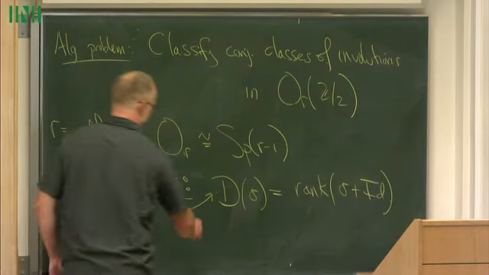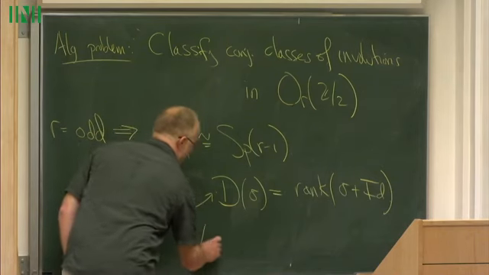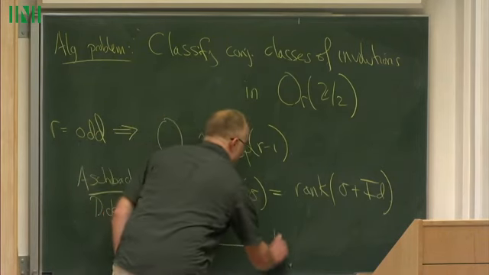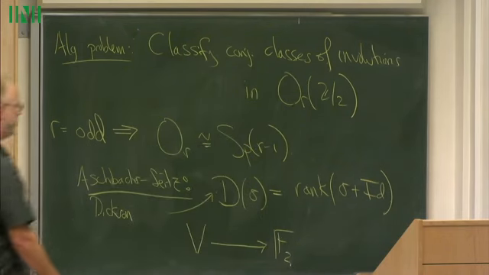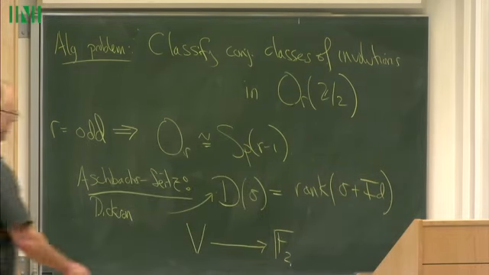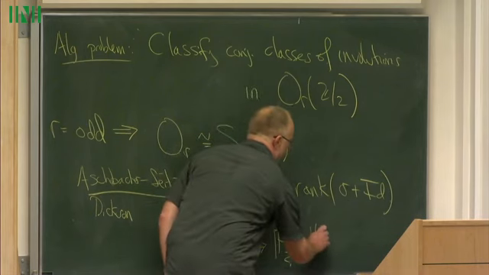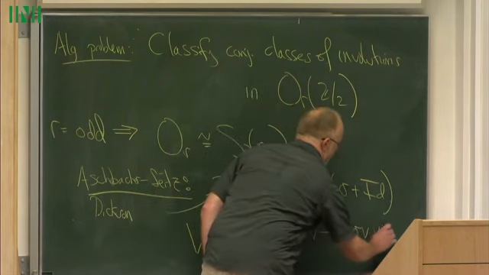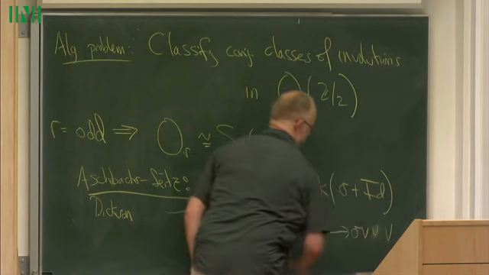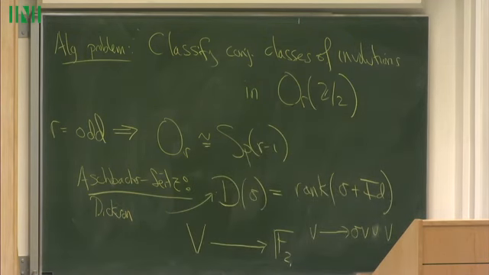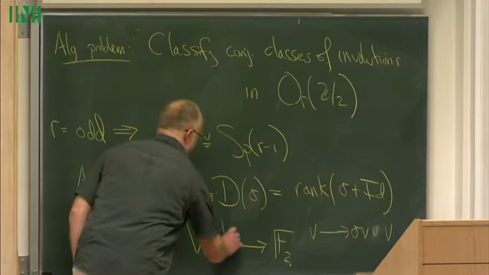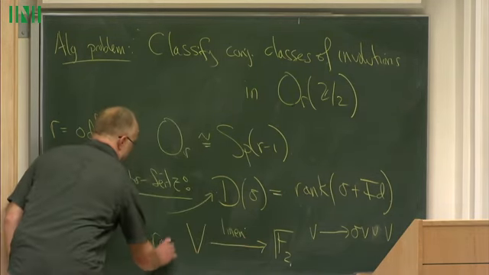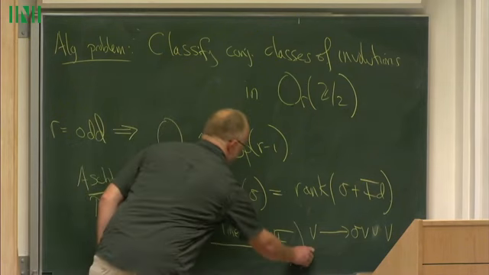The second thing you can do is write down a map from your vector space to F2 which sends a vector v to sigma v cup v. Sorry, too many things that look like v's there. That looks quadratic, but because we're over F2, it's actually linear. So this is a linear map. It has a rank, and that's called the alpha invariant.